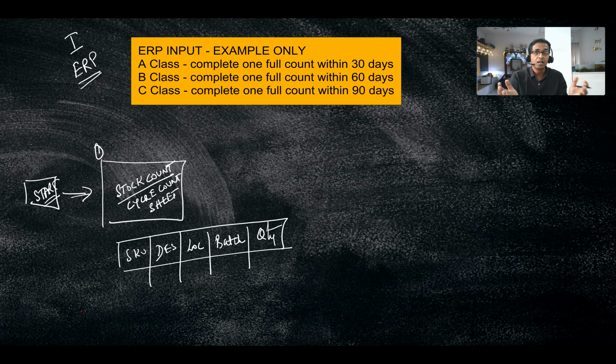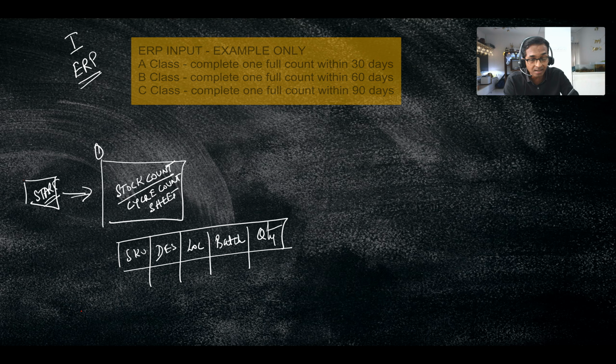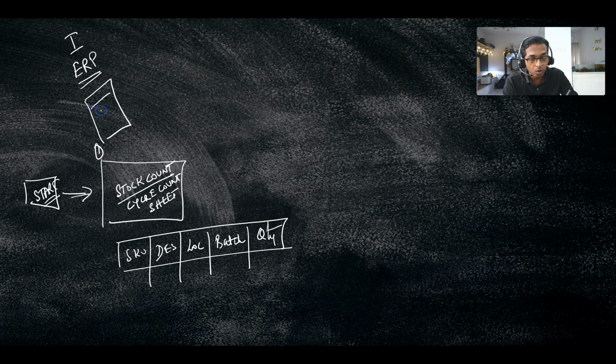You just need to tell the ERP, hey, I need to complete one cycle in a quarter. They automatically put a logic in terms of A class, B class, C class items, how frequently each has to be checked to achieve the target you are giving to the ERP. They themselves will generate the count sheet for you. This is option one. Option two, we do it manually.